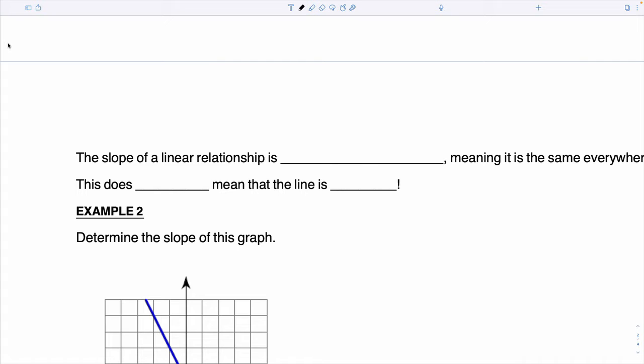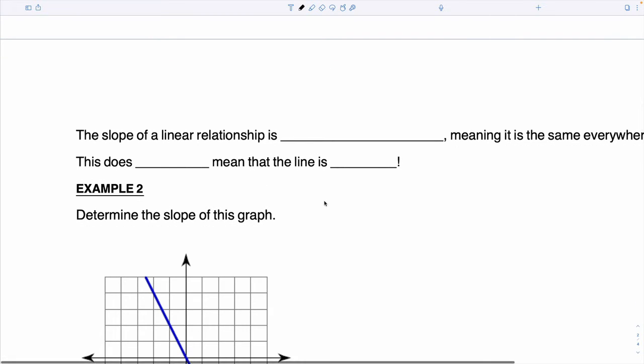Sure. Okay. The slope of a linear, is this on your first page? Oh, sorry. It's different from mine. Keep it on this page. We're going to fill in some of these notes.